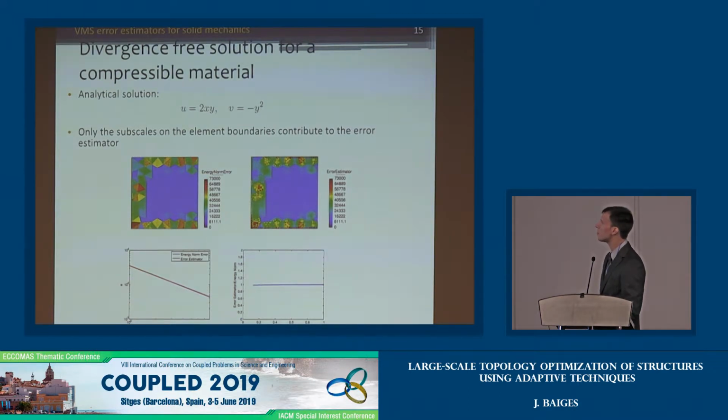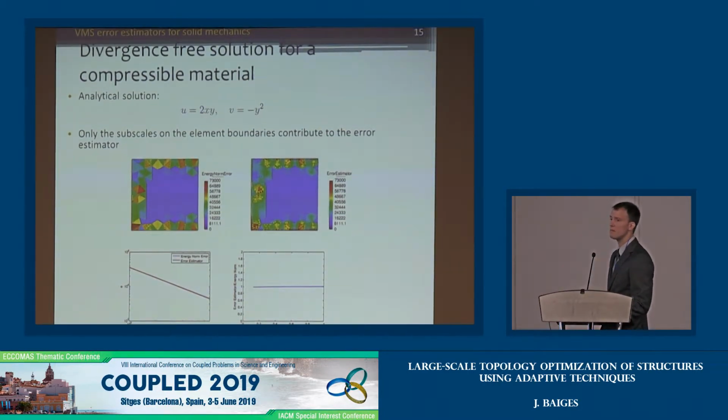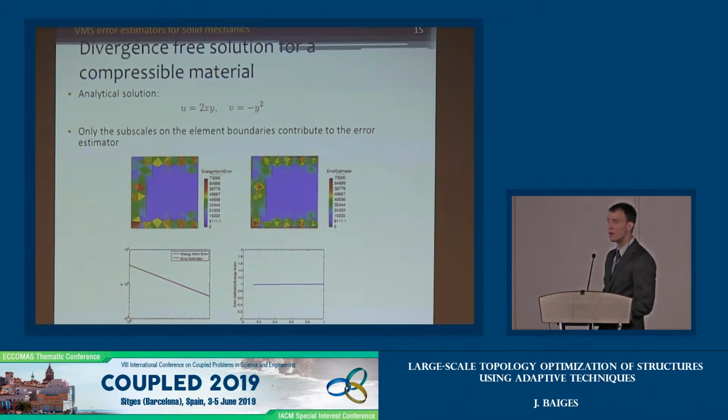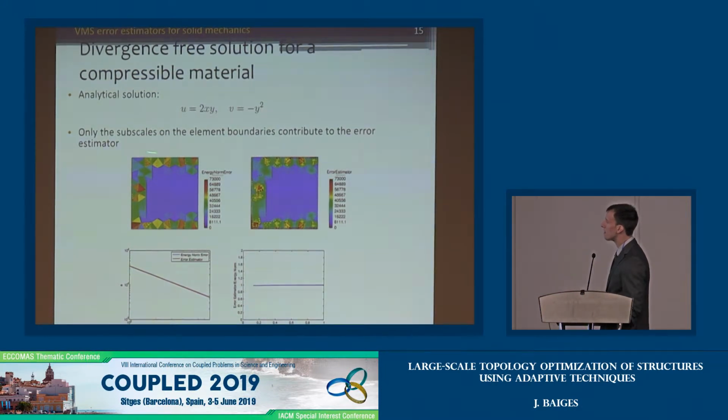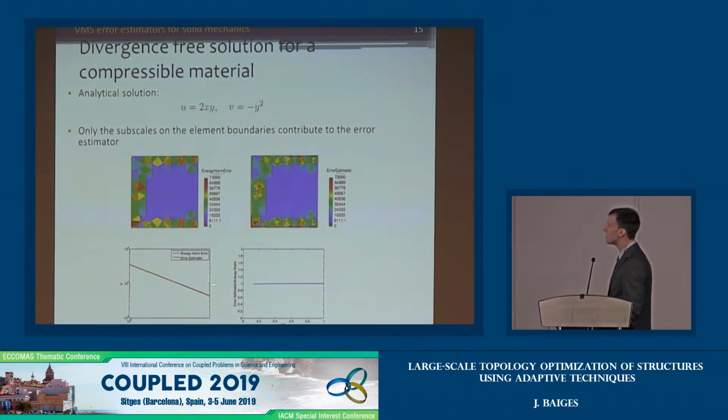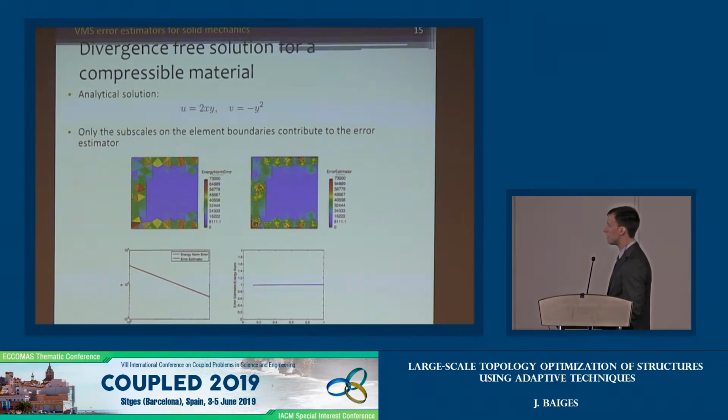So let me just show some analytical examples which illustrate how this error estimator performs. In this case, we have a divergence-free solution for a compressible material. The nice thing about this solution is that only the subscales on the element boundaries are active because the other ones are zero. And then here we are comparing the energy norm of the error and the error estimator. We can see that the distribution of the error is quite similar. And then if we integrate this energy norm error over the complete computational domain, and we do the same for the error estimator, and we compute the global efficiency, we can see that the global efficiency is quite close to 1, so this is good results.